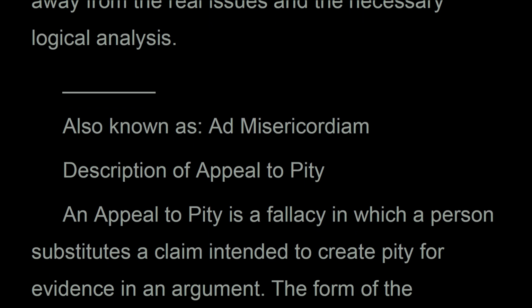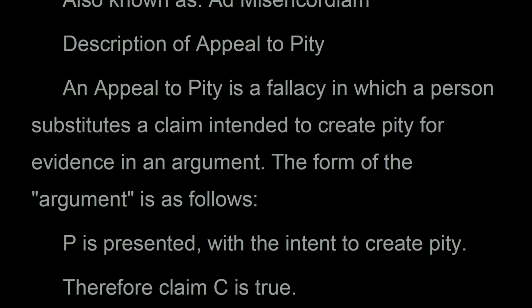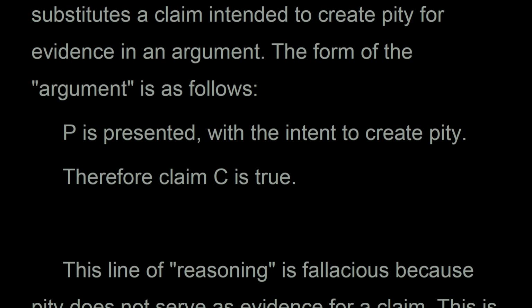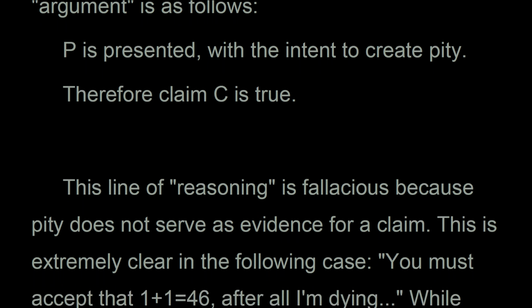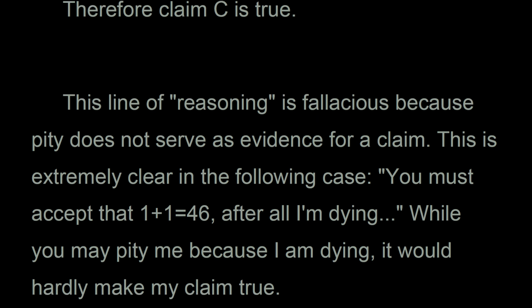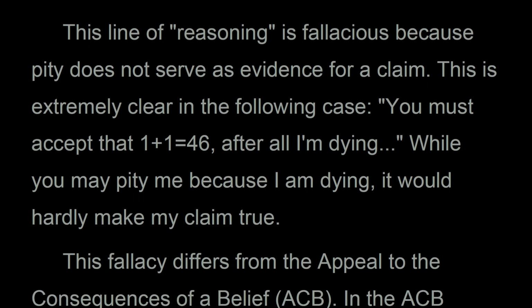An appeal to pity is a fallacy in which a person substitutes a claim intended to create pity for evidence in an argument. The form of the argument is as follows. P is presented, with the intent to create pity. Therefore claim C is true. This line of reasoning is fallacious because pity does not serve as evidence for a claim. This is extremely clear in the following case. "You must accept that 1 + 1 = 46, after all I'm dying." While you may pity me because I am dying, it would hardly make my claim true.